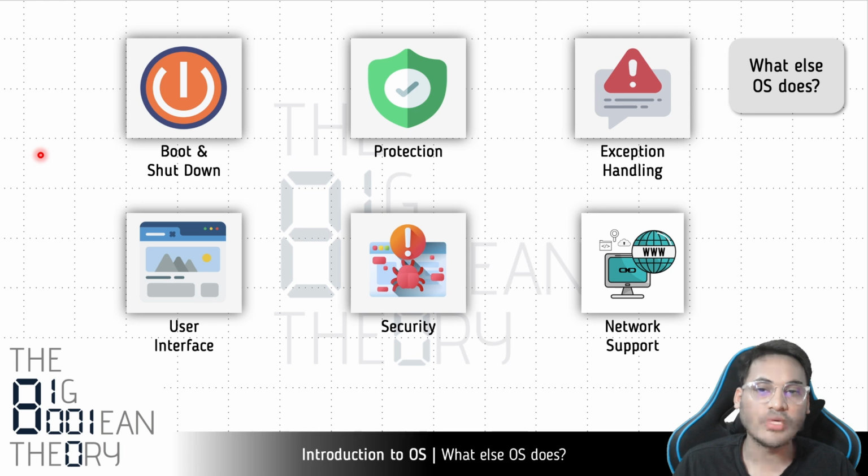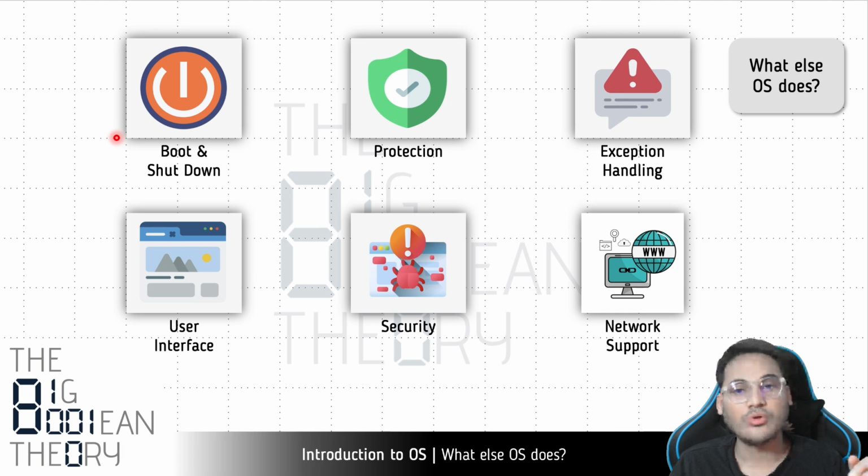So this slide summarizes all the different points that we studied in this video. So let us go over them once again. The first thing that the OS does is booting the system and shutting it down. This includes properly initializing the system and then closing it. The second point we talked about is the user interface. Here we saw how the operating system provides a user interface which allows the users to launch other applications and interact with the computer system.